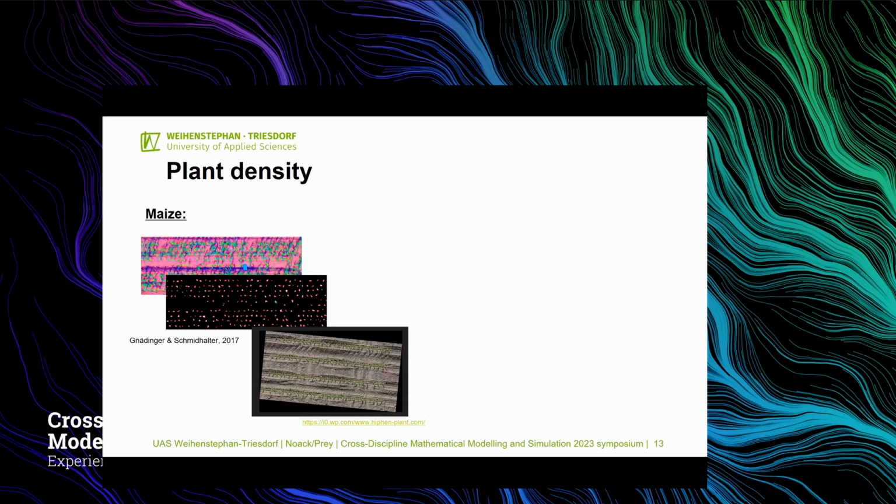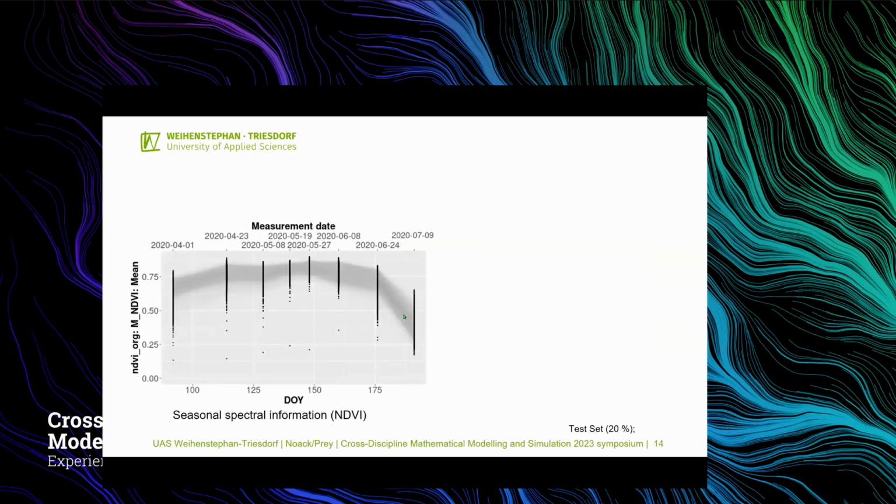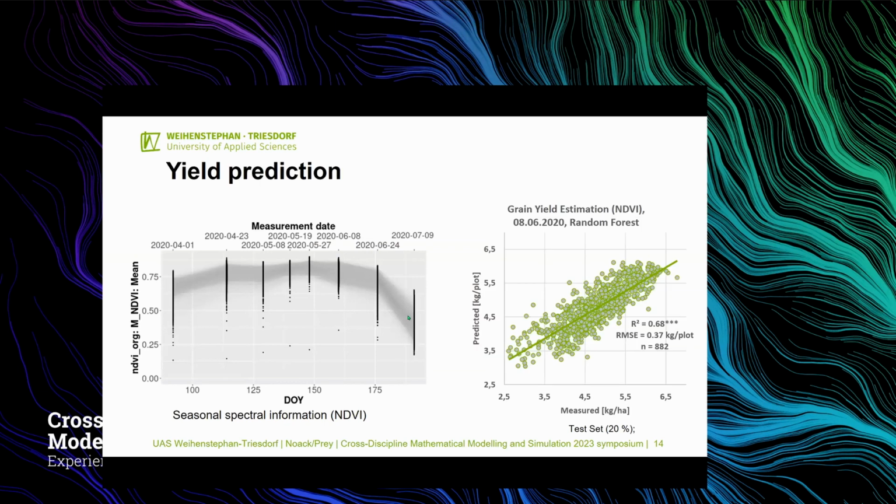Plant density: we've developed some algorithms based on convolutional neural networks in order to count plants, and even to count single ears, which you can see on the right-hand side. So that worked pretty well. I want to dive a little bit deeper into yield prediction.